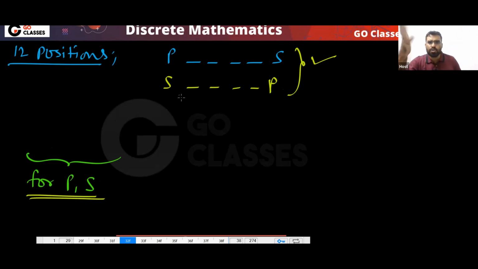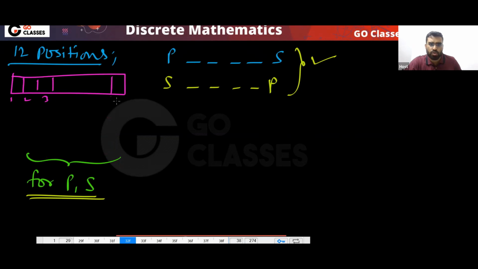Let's directly put P comma S. How many choices are there? They must have exactly 4 between them. So 12C2 is wrong. How can you say 12C2? There are 12 positions, 1, 2, 3, and so on up to 12. Can you select any 2 positions for P comma S? No. 12C2 is wrong.